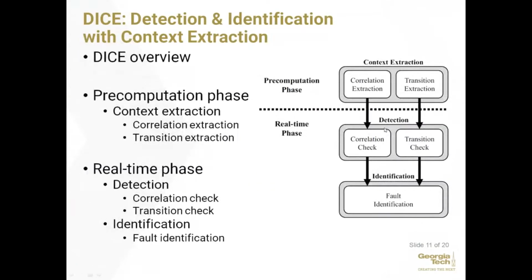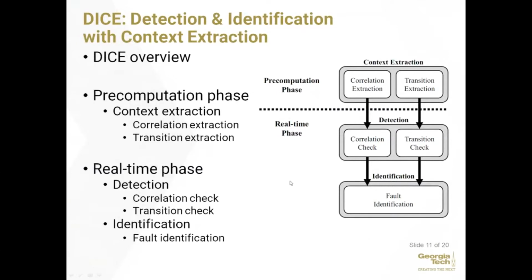An overview of DICE. So I mentioned that there's a pre-computation phase and a real-time phase. Essentially, the pre-computation phase consists of context extraction. So what's being done there is there is a correlation extraction phase and a transition extraction phase. I'll go into that a little bit later.